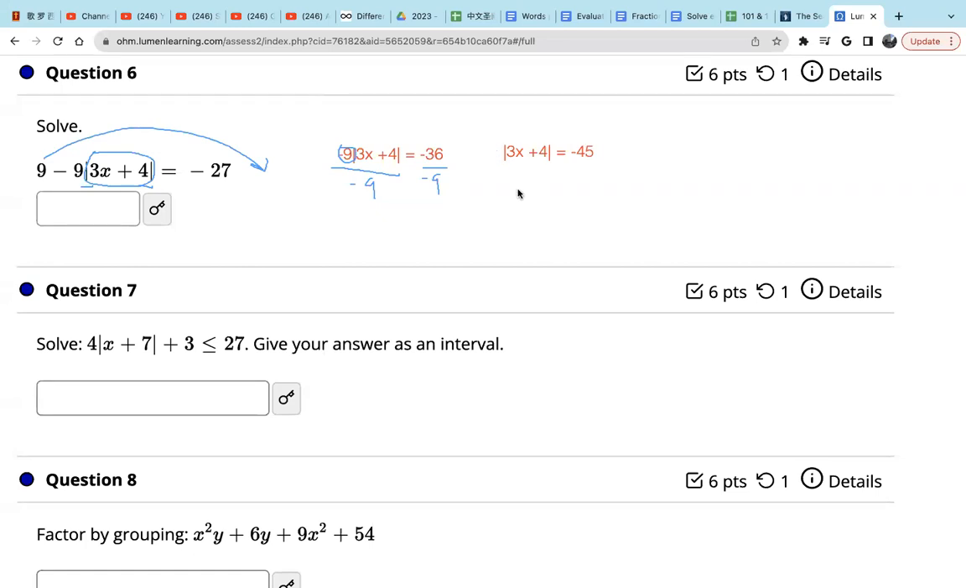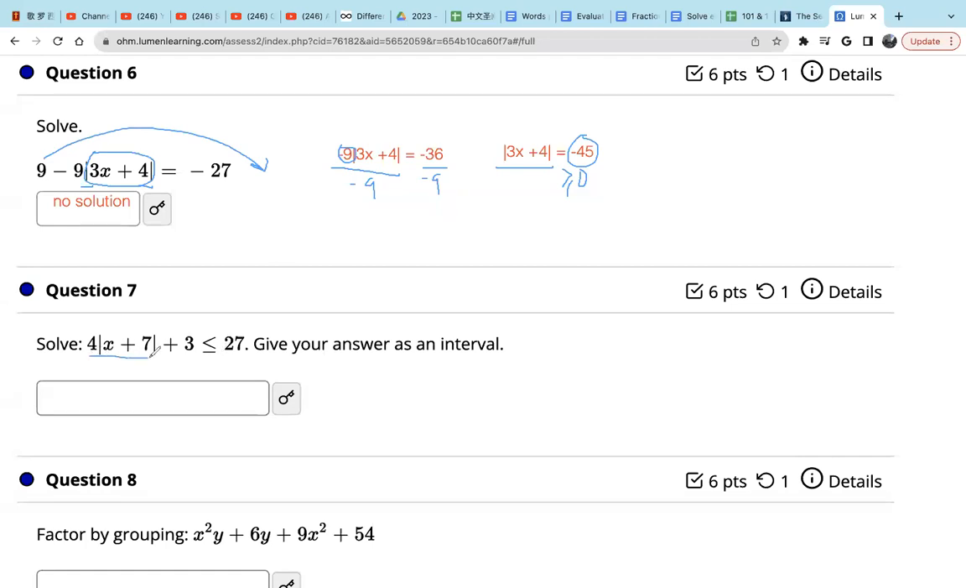Now, when we take an absolute value, it has to be at least 0. That means this value should be greater than or equal to 0. But this says -45, so this is no solution. No x can make this equation true, because the absolute value changes negative to positive, and 0 is still 0. Absolute value is at least 0, but this is -45, so no solution.